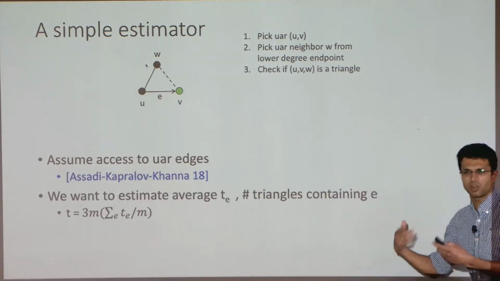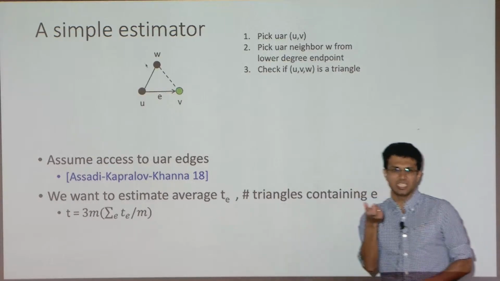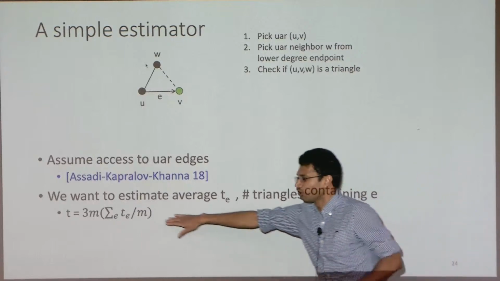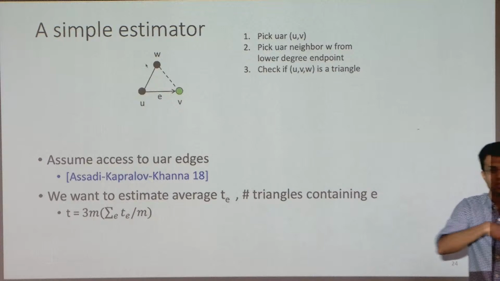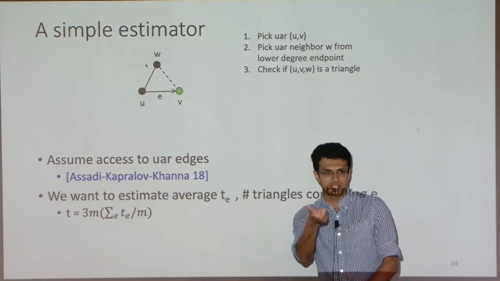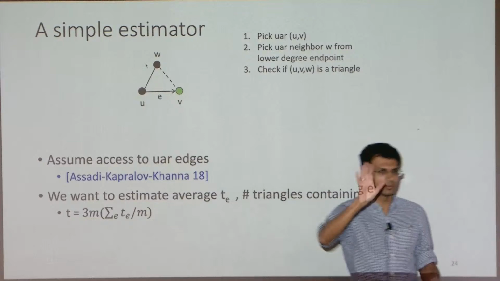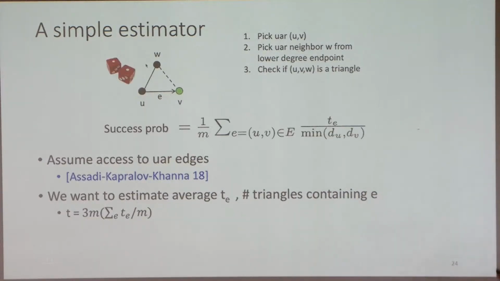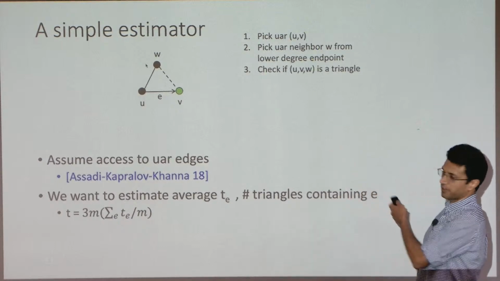And so let's also say that we want to estimate the average T_E, where T_E is the number of triangles on an edge E. And assume you know what M is, the number of edges, because you got that with the previous algorithm. And then you want to estimate the average number of triangles an edge participates in, and then you multiply that average by 3 times M, and you'll get your estimate. So you want to estimate this average T_E. Okay. So let me just define, I've defined this estimator here.